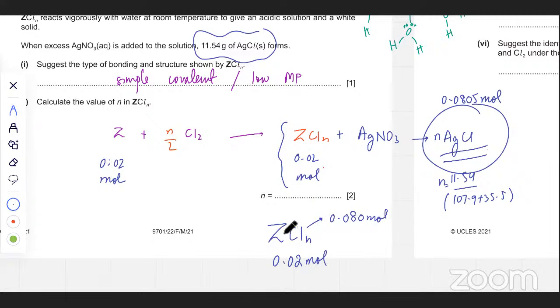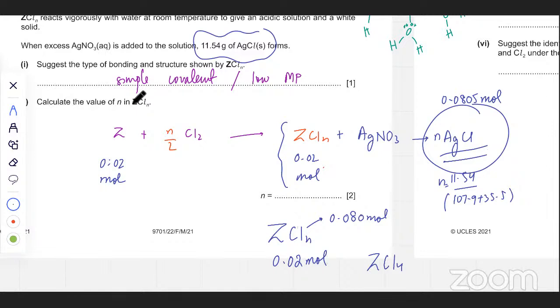So if I have one ZCLN, I'm going to just use ratios now. One molecule will have, what's the ratio? One molecule will have four Cls. So it's going to be ZCl4. So that is going to give me the value of N over here. And we can check that. I think that was the only thing they were looking for.